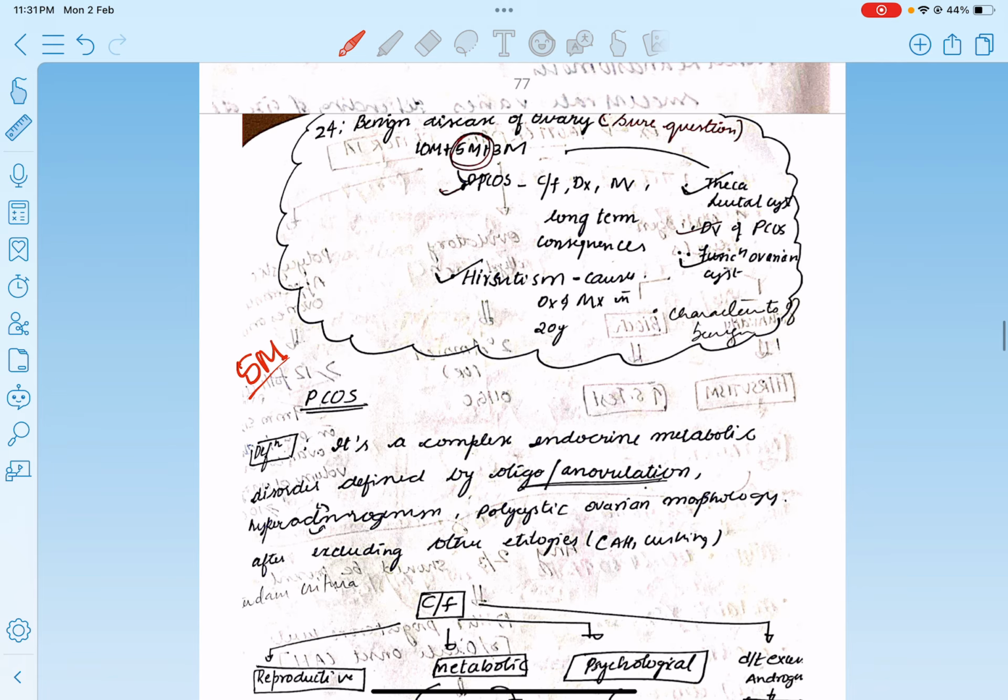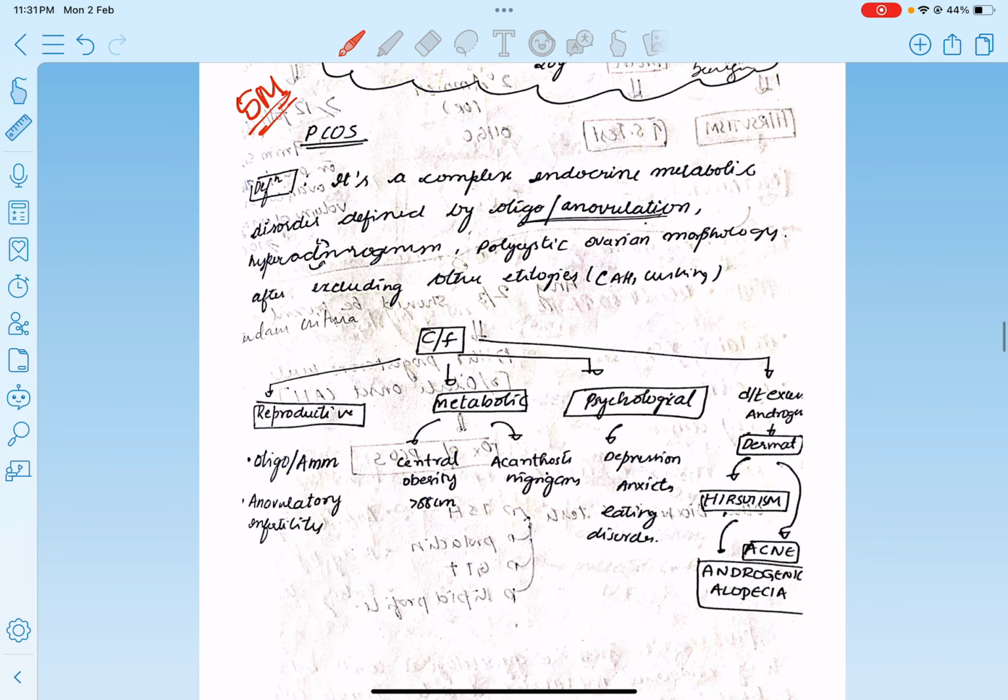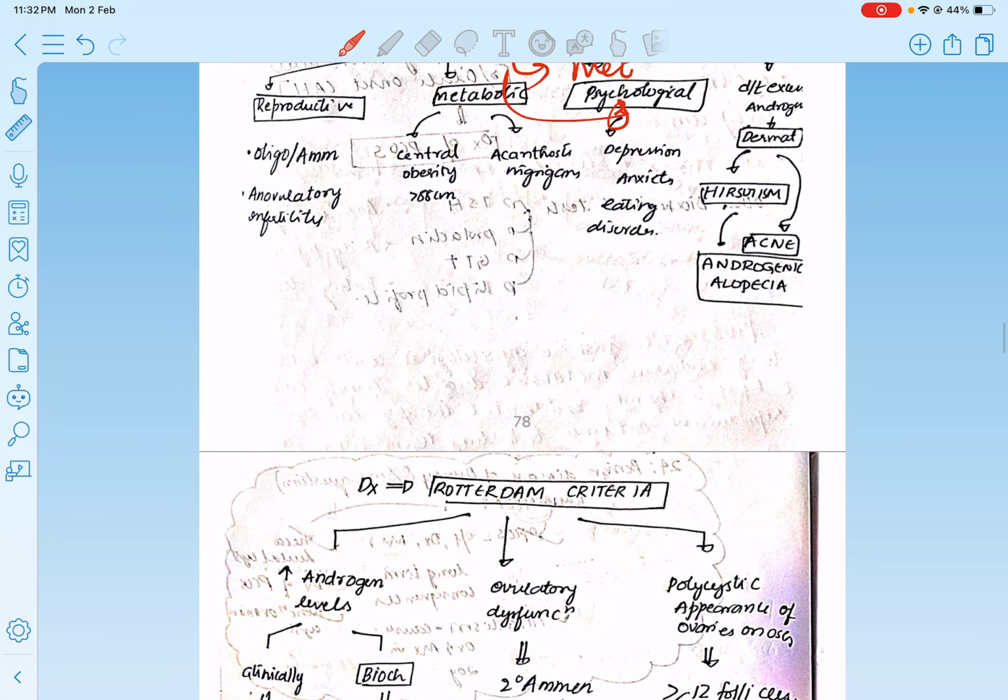PCOS in and out for a 5 marker you should know. So again, the definition and the clinical features. Basically you need to talk about everything. A patient might have a cosmetic problem, or a reproductive problem, or a metabolic problem, or at the end a psychological problem. So you need to place it, and you need to discuss the management protocol regarding that.